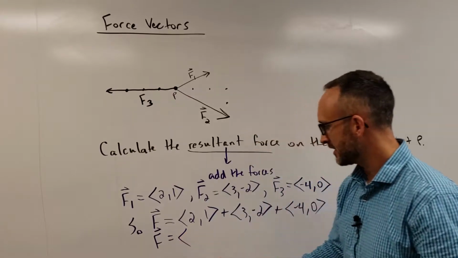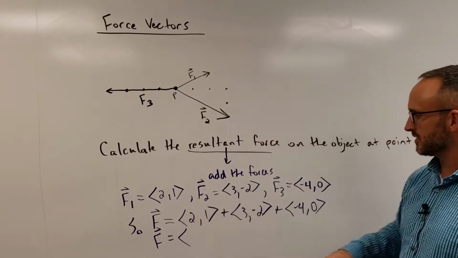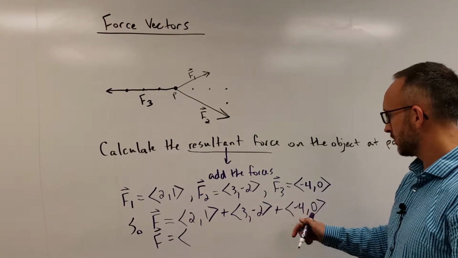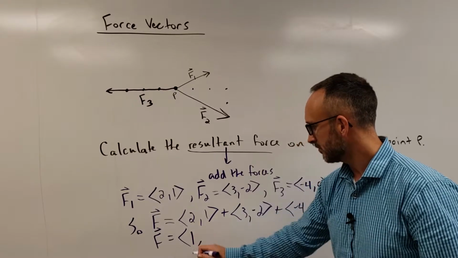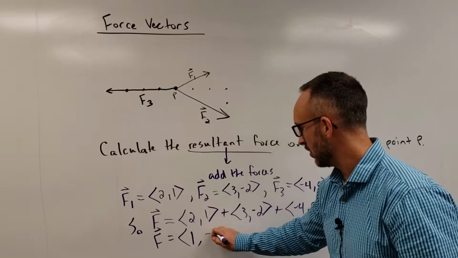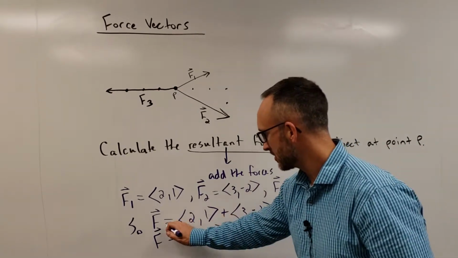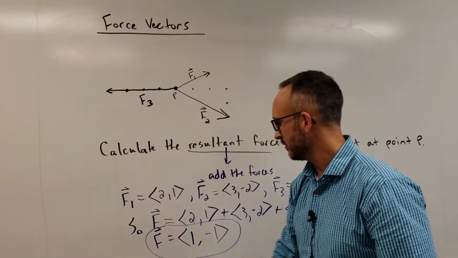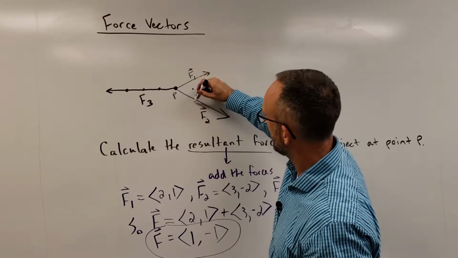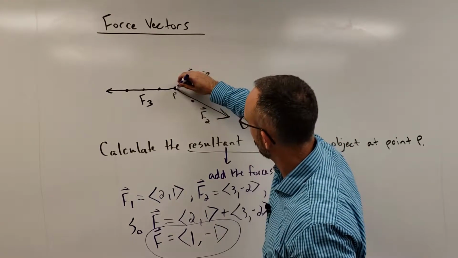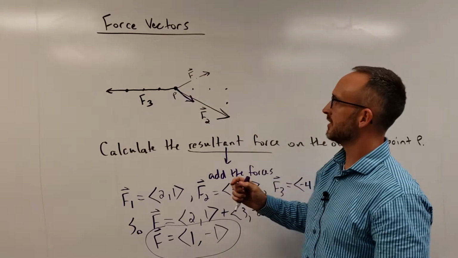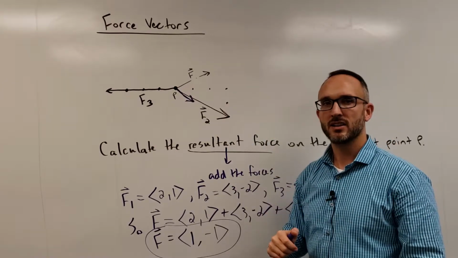And so to add vectors, you simply add all the horizontal components and all the vertical components. So 2 plus 3 is 5. 5 minus 4 is 1. And then 1 plus negative 2 is negative 1, plus 0 is negative 1. So the resultant force is this vector 1, negative 1. Okay? So if you were to look at that in this diagram, it would be right 1 and down 1. So this is the result. This is the force that's applied on the object whenever you look at all of these being applied simultaneously.